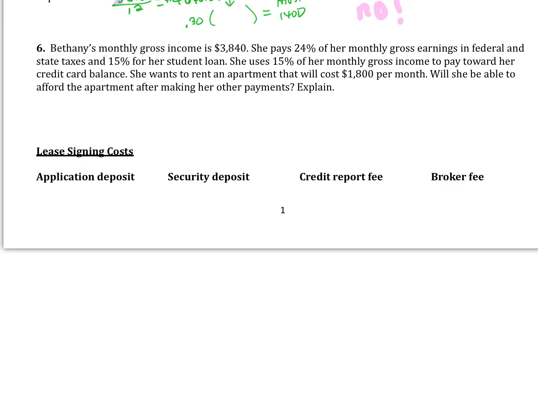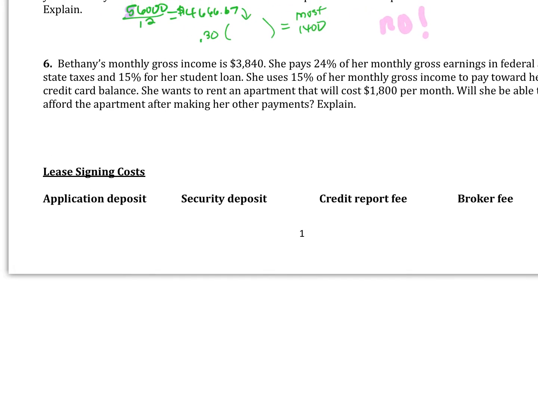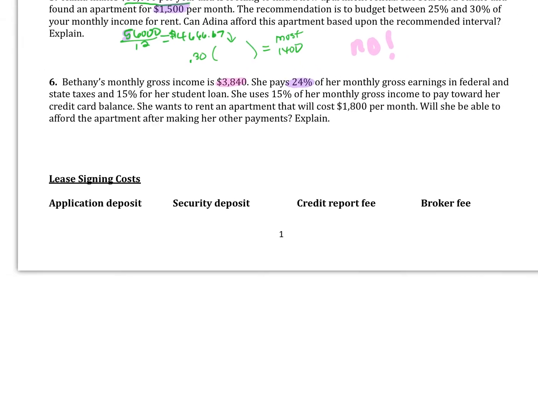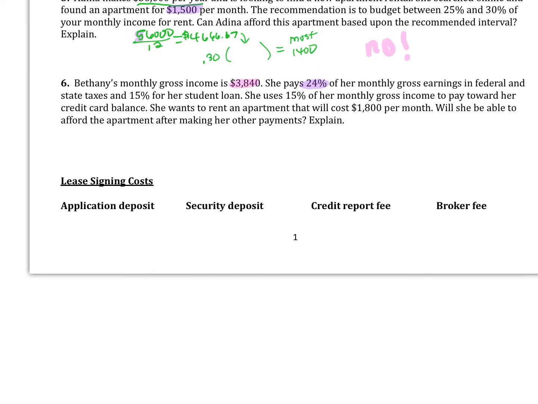Okay. This one's a little more involved, so I wanted to talk through this with you. It says Bethany's monthly gross income is $3,840. She pays 24% of her monthly gross earnings in federal and state taxes, 15% for her student loan. She uses 15% of her monthly gross income to pay toward her credit card balance. So she's obviously racked up a huge credit card balance and has a lot of money to pay back. And she wants to rent an apartment that will cost $1,800 a month. Will she be able to afford the apartment after making her other payments? So we've got to do some figuring here.